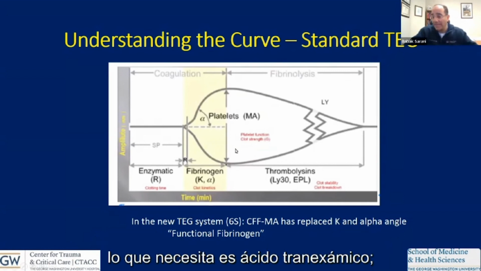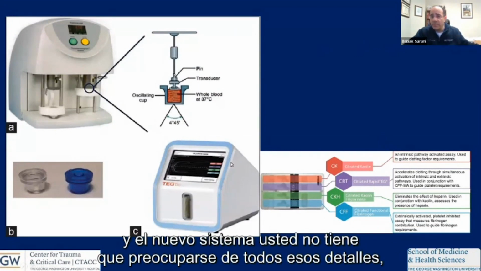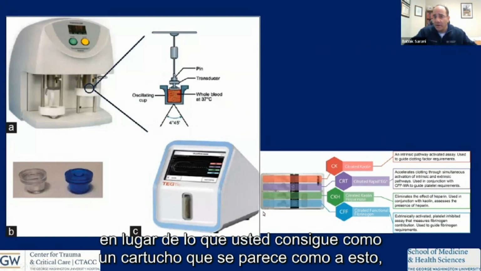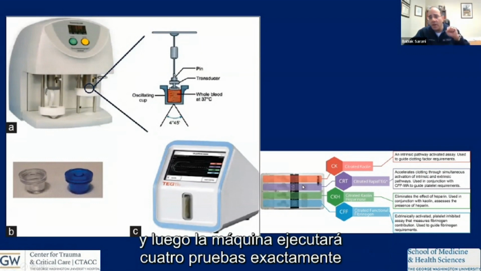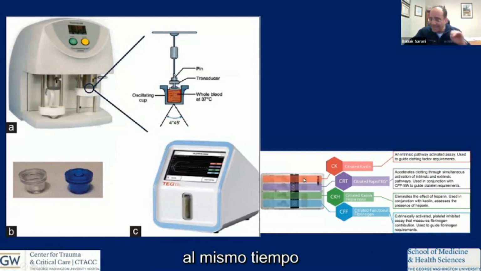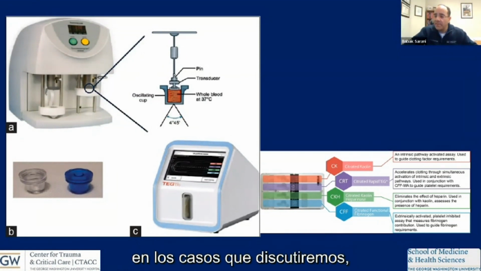What they need is tranexamic acid. That is the old system. In the new system, you don't have to worry about all those details. Rather, what you get is a cartridge that looks kind of like this. A specimen of blood goes into the cartridge, and then the machine will run 4 tests at the exact same time, and it'll give you different variables. And I'll show you some of those in the cases that we discuss.